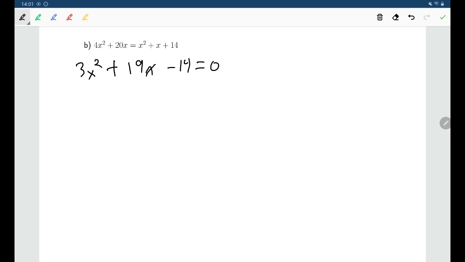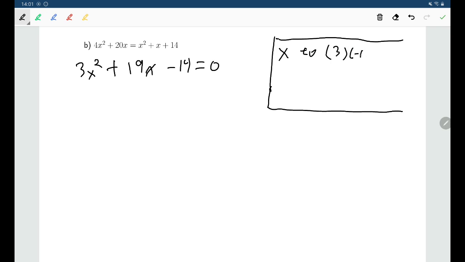And I just need to solve this by factoring. I know that if I were to solve by factoring with this kind of equation, 3x squared plus 19x minus 14, I would be needing to find two numbers that multiply together to give me whatever 3 times negative 14 is, which happens to be negative 42, and that add up to whatever the coefficient of x is, which is positive 19.